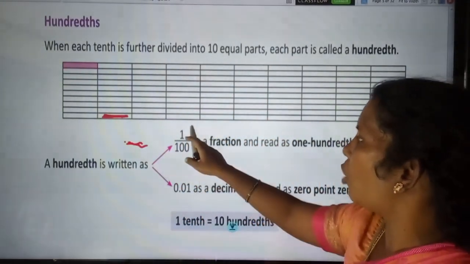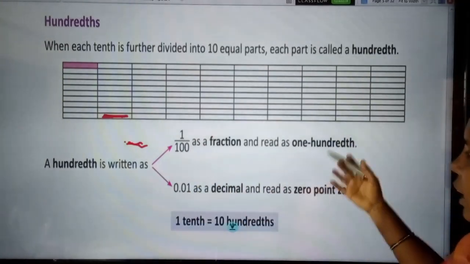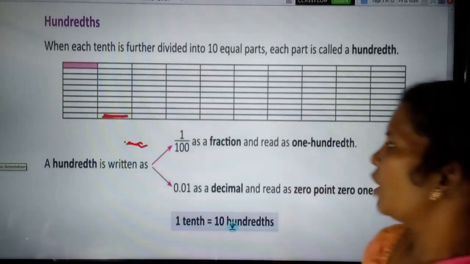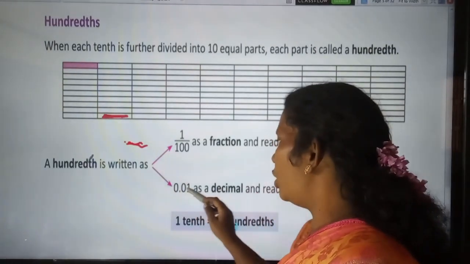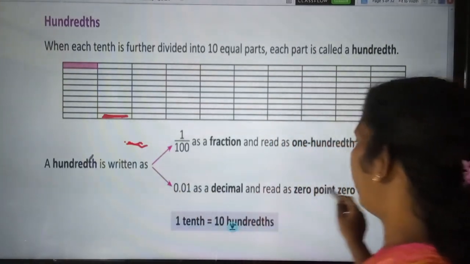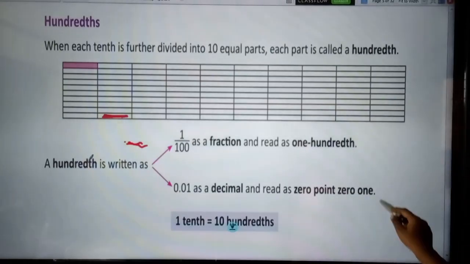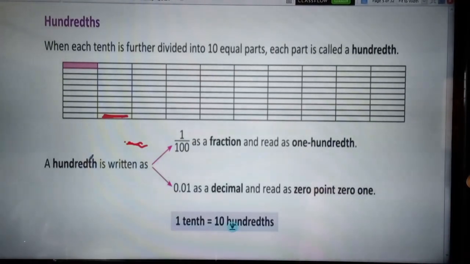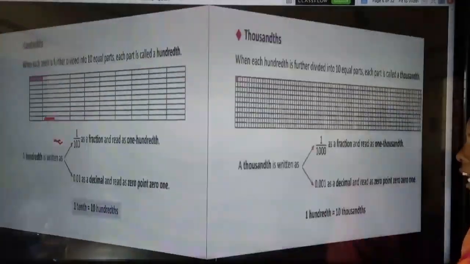In fraction we say 1 by 100. When we read it, we should say 1/100th. In decimal, it is 0.01 as a decimal and read as 0.01. Therefore 1/10 is equal to 10/100. We can say like this, children, 1/10 is equal to 10/100.